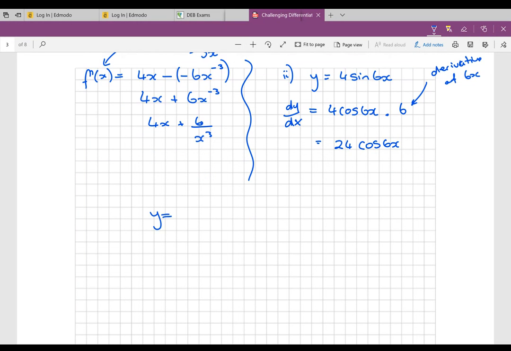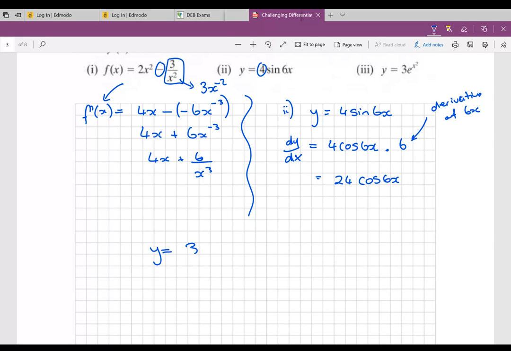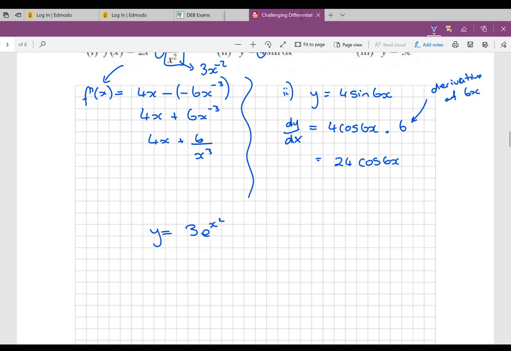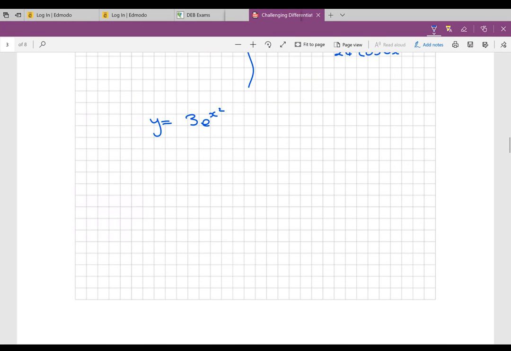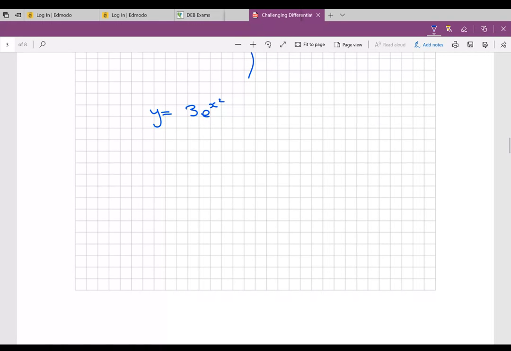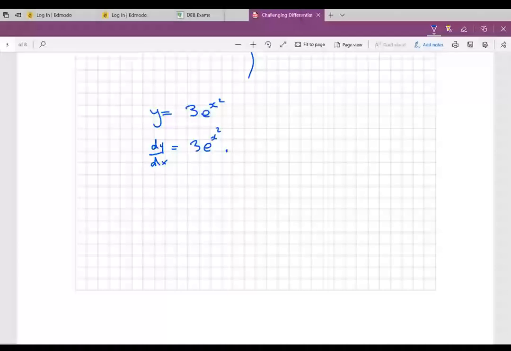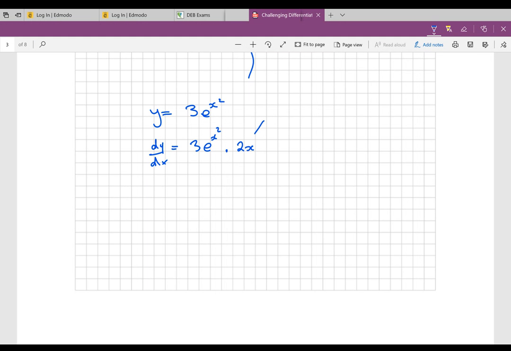The last one, you have y is equal to 3 e to the x squared. Remember, e to the x does not differentiate. Have a look at those memes on Edmodo, which highlight the fact that e does not differentiate. So dy/dx, 3 is a constant, so it remains there. 3e to the x squared. You don't differentiate the x squared on the e, it stays exactly the same. I then multiply it by the derivative of the x squared, which is 2x.